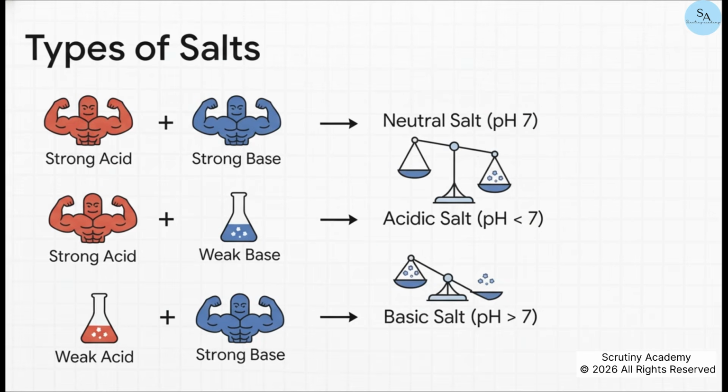Okay, here's a bit of a pro tip for you, something that can really set your answer apart. Not all salts are neutral. It all depends on the parents, the acid and base that made it. If you mix a strong acid and a strong base, you get a neutral salt with a pH of 7.